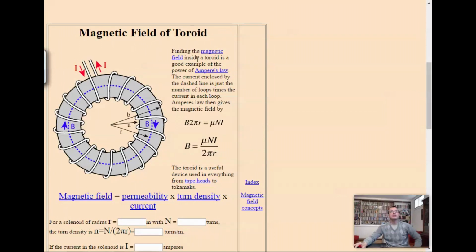This is a good example of the use of Ampere's law, current enclosed, etc. So basically, it gives us pretty much the same equation as a solenoid, except when you're closer to the middle, it's going to have a higher field, and outside it's going to be smaller, which makes sense. So we're going to totally go with that.